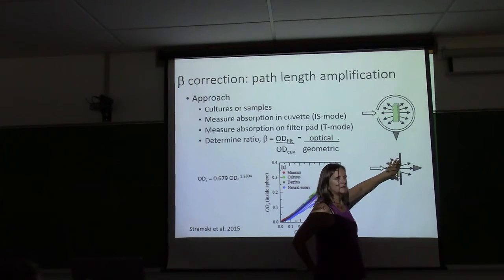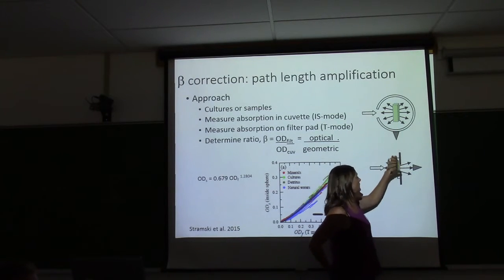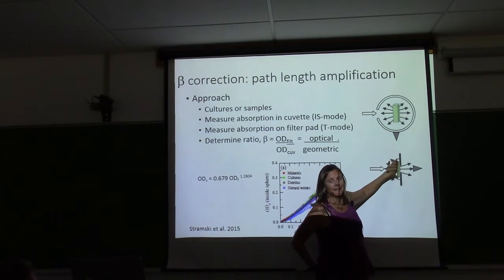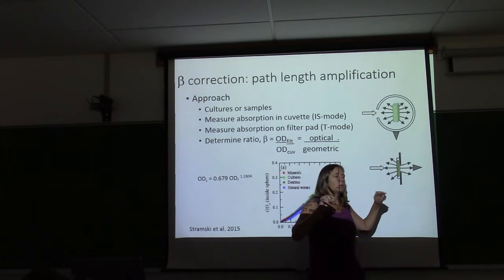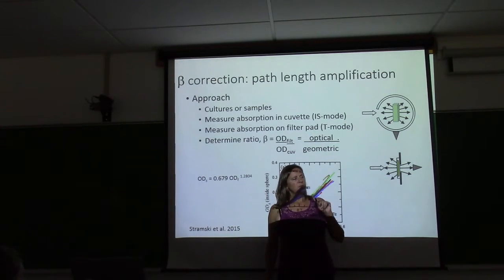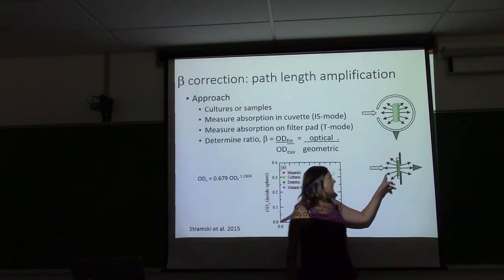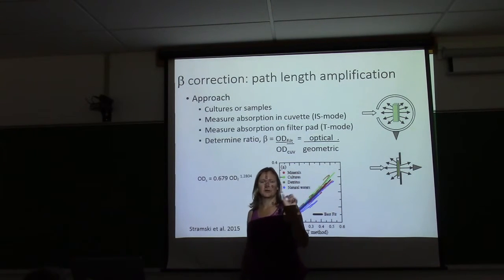Absolutely. And that's exactly why there was no consensus with this path length amplification, because people were trying to compare this to the suspension, but they didn't have an integrating sphere. So they put the cuvette here, and those particles were scattering light. But they said that that was truth. And I even read one paper which said that beta was 1. For beta to be 1, that meant that the path length through the filter was the same as the path length through the cuvette.